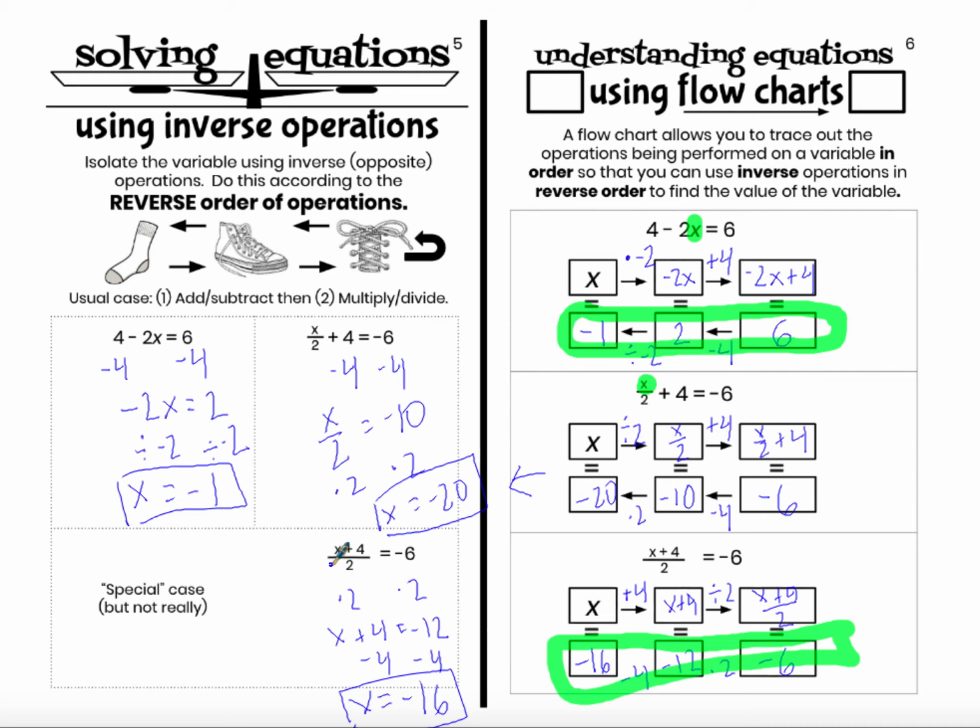Again, flowcharts are not required. If they are not helpful to you, do not force yourself to struggle with them, but they are helpful to many students, and if they are, great.